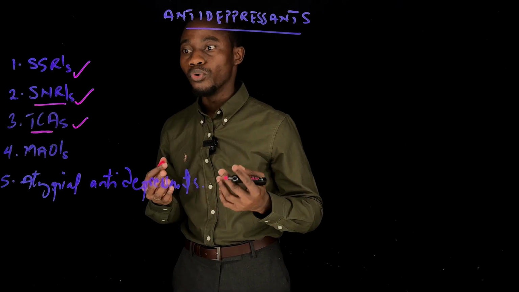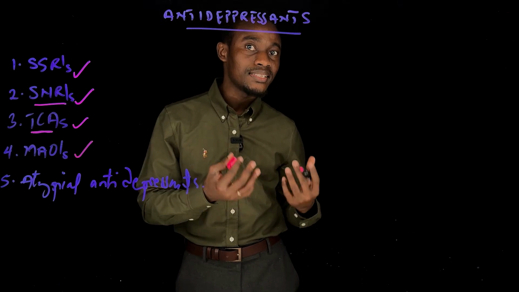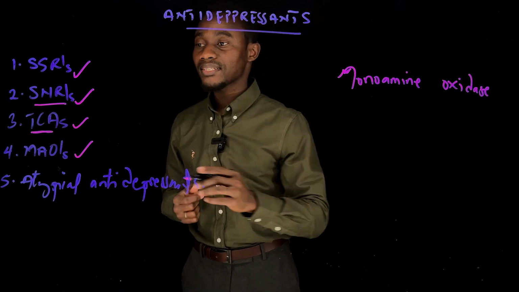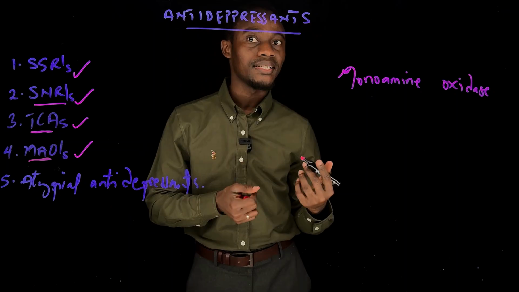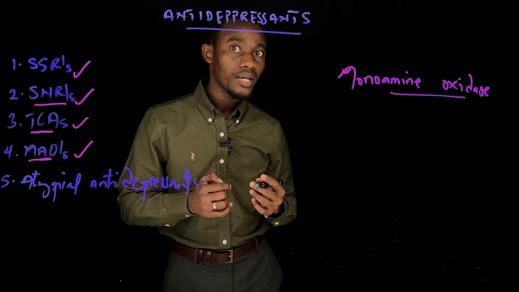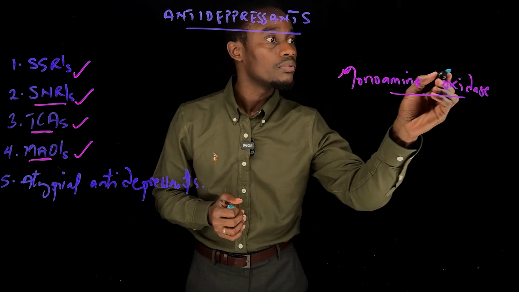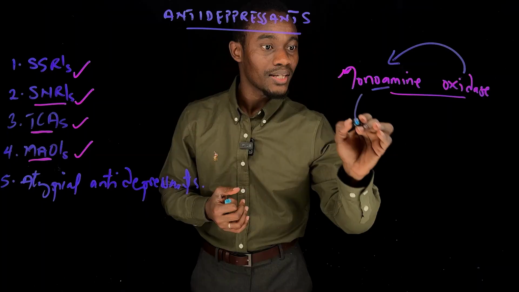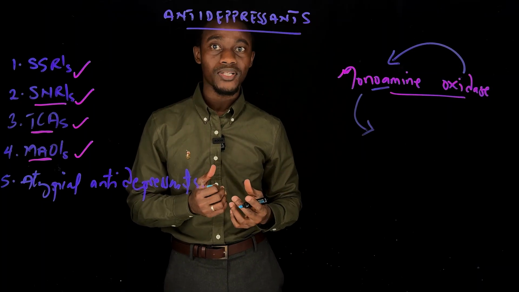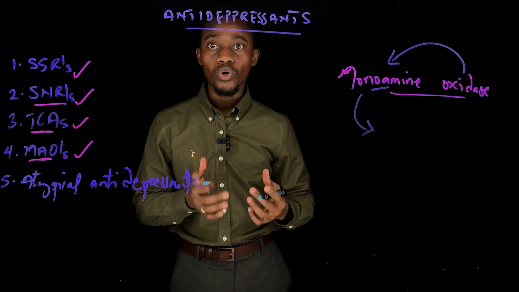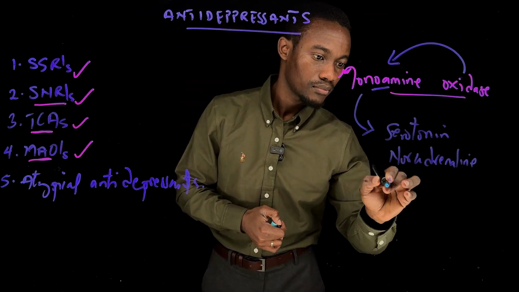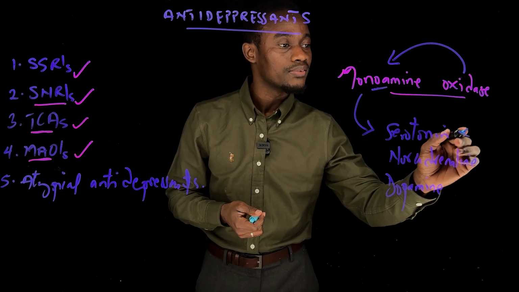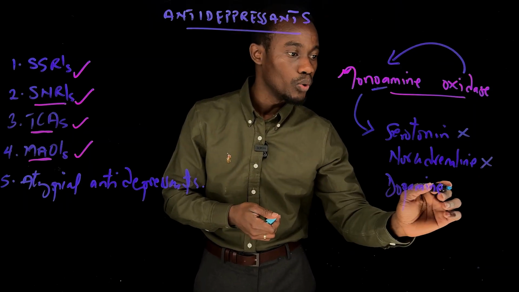Next on the list are monoamine oxidase inhibitors, which achieve their therapeutic effect by blocking the enzyme monoamine oxidase. To understand how these medications work, you need to understand the enzyme monoamine oxidase. Monoamine oxidase is an enzyme that breaks down monoamine, which begs the question, what is monoamine? Monoamine is a collective name for a group of neurotransmitters such as serotonin, noradrenaline, and dopamine. Therefore, when we say monoamine oxidase, it is an enzyme that breaks down serotonin, noradrenaline, and dopamine.